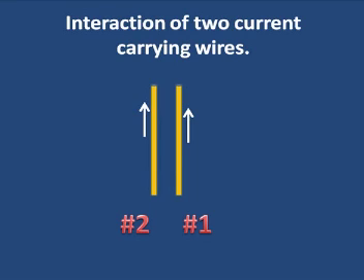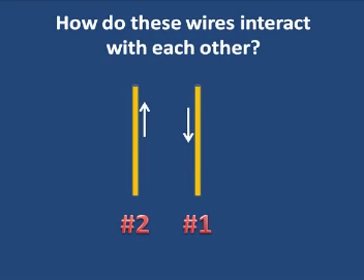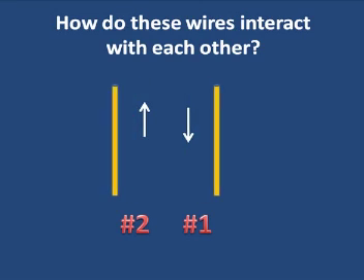Now I leave you with this. Suppose wire number 1 has current going in the other direction. Can you show by the two right-hand rules that these wires are pushed apart?